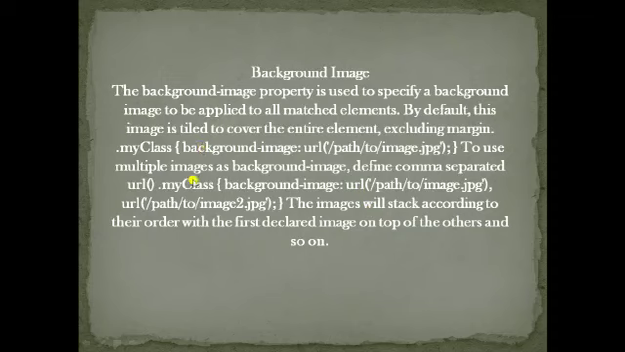To use multiple images as the background image, define them separated by commas. You can give a comma again here and add another URL of another image. The images will stack according to their order, with the first declared image on top of the others and so on. That means whichever image URL has been written first will appear first, and then the other one. Image 1 will appear first and image 2 will appear second.